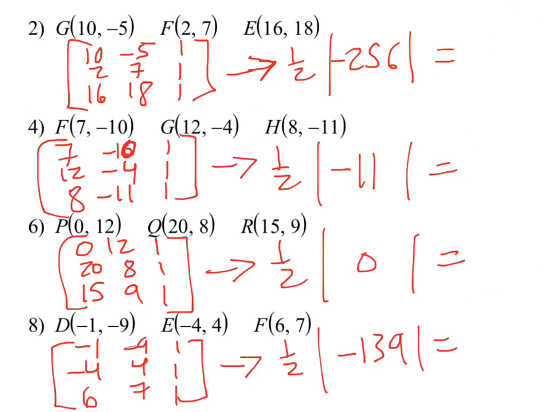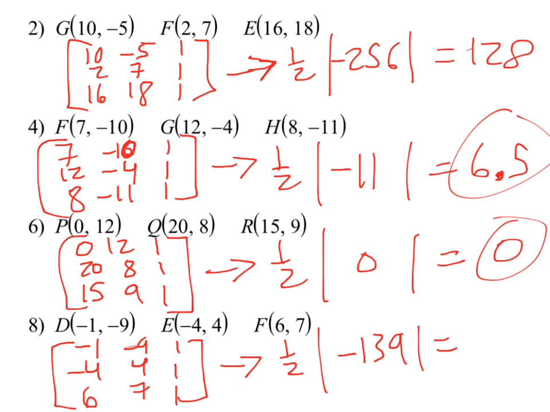Here's some solid numbers here. On the next column, negative 256, make it positive because of the absolute value. Get 1/2 of that, you're going to get 128. On this one, you have negative 11, you make it positive, so it's positive 11 divided by 2. It's going to give you 6.5. On 6, strangely enough, we get a determinant of 0. The absolute value, that's 0. And then half of that is 0. So it's all a bunch of 0 stuff.